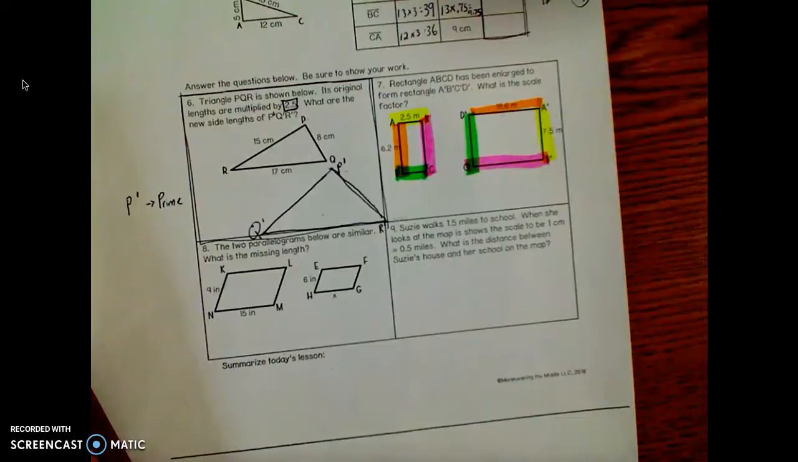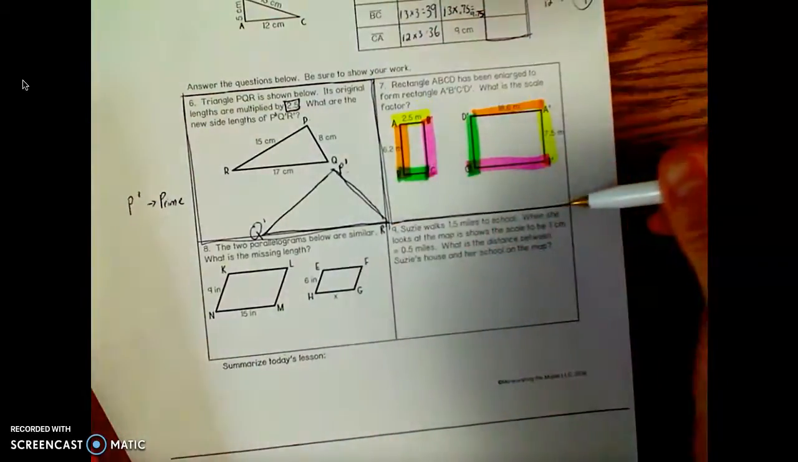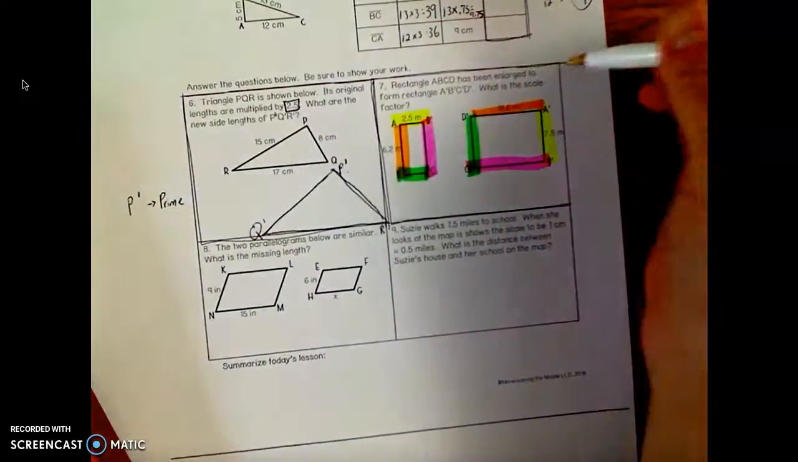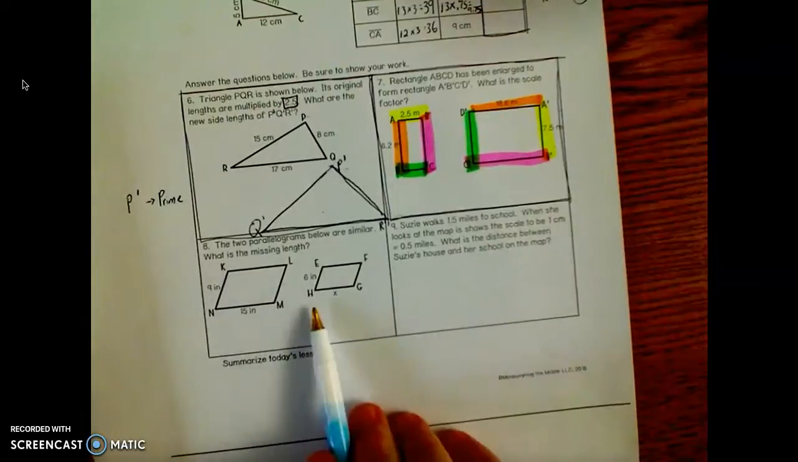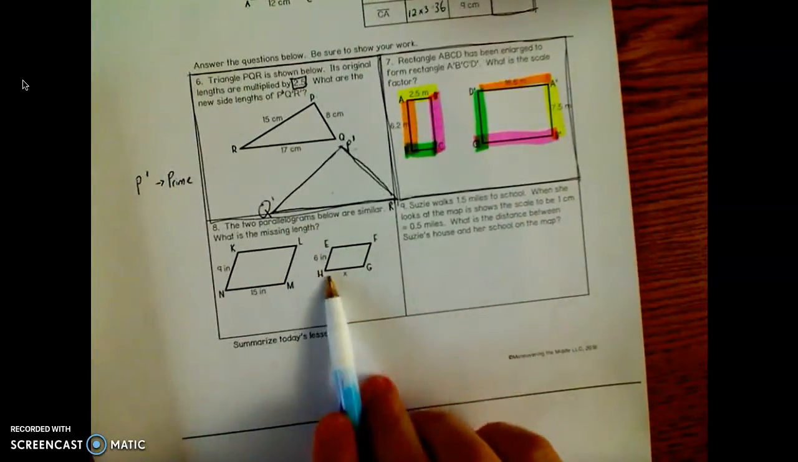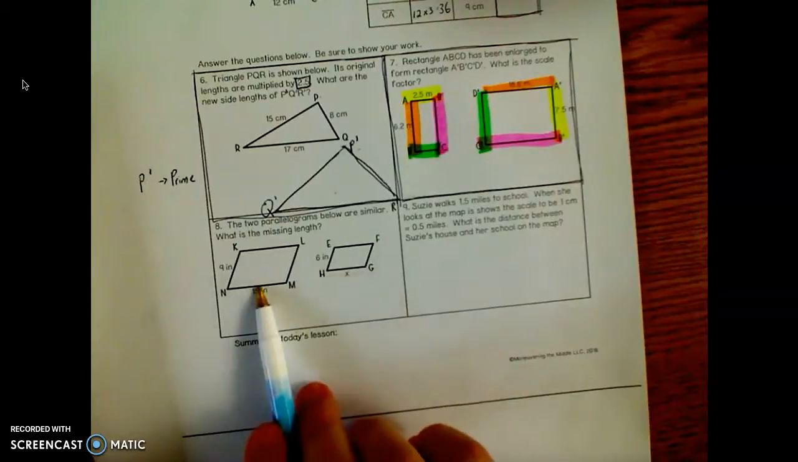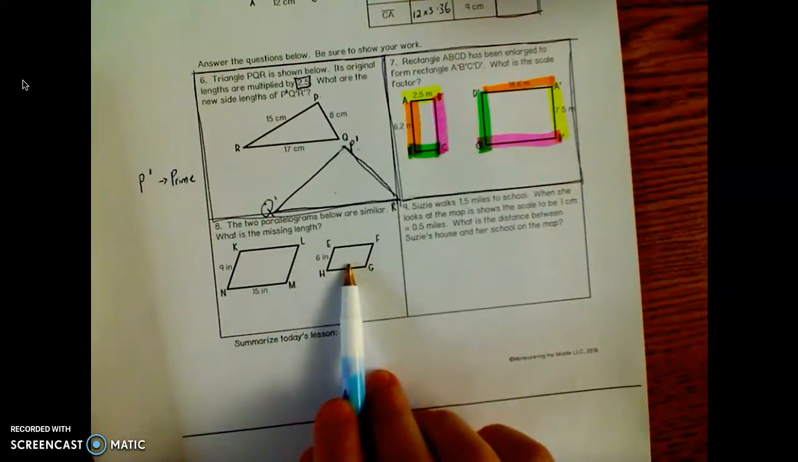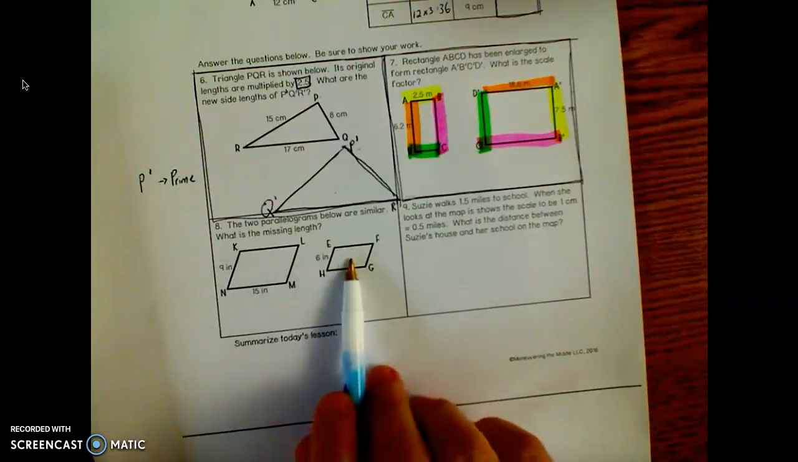All right, so I'll let you finish the rest of this problem on your own to be checked by your teacher. These two are similar. Okay, we've got some rectangles. Now as you fill in the missing side length for X, what I want you to notice is that these are getting smaller.